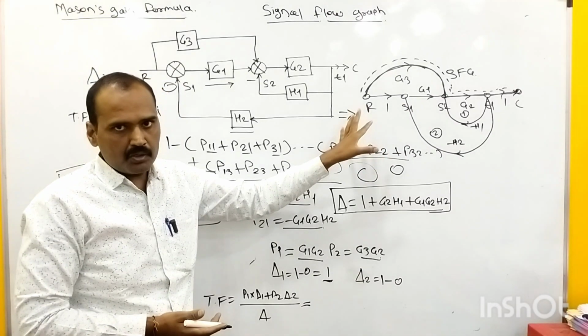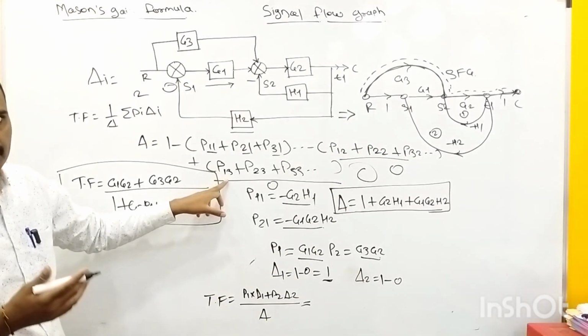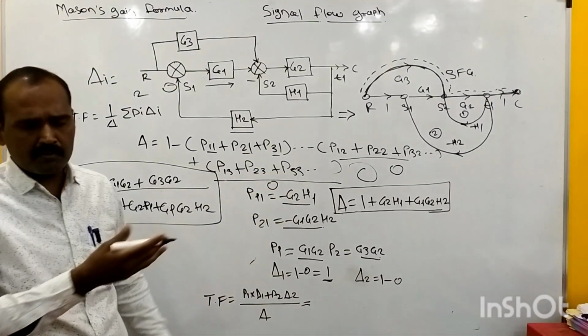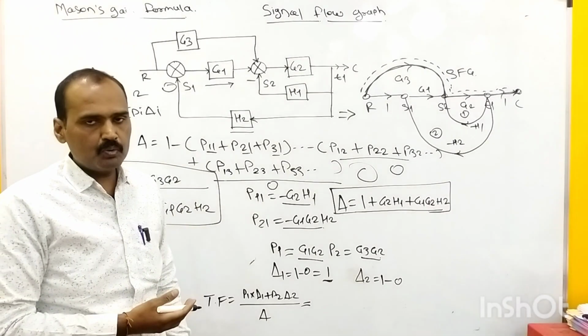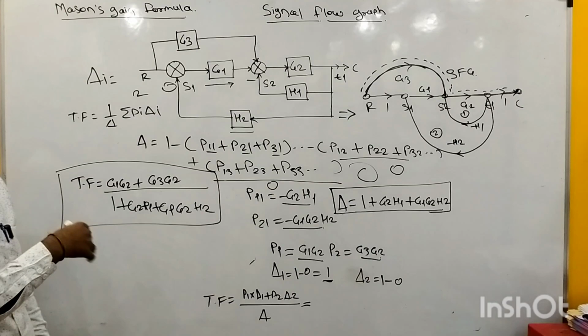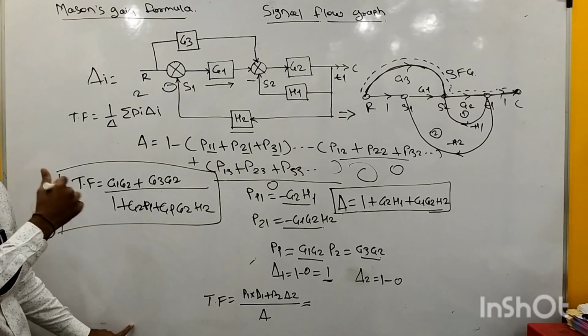Currently we don't have any non-touching loops. Similarly, the third parenthesis is the gain product of three non-touching loops. First three, second three, and n number of three non-touching loops we can have. In this way, this transfer function is determined by using Mason's gain formula.